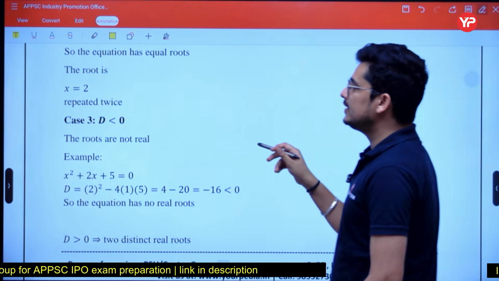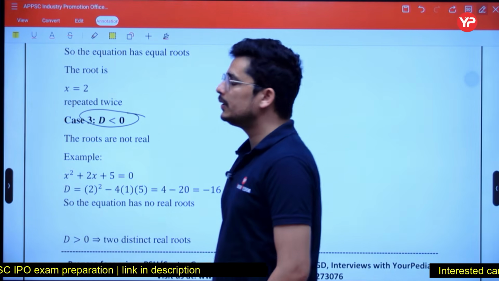If D is less than 0, then your roots are going to be imaginary.